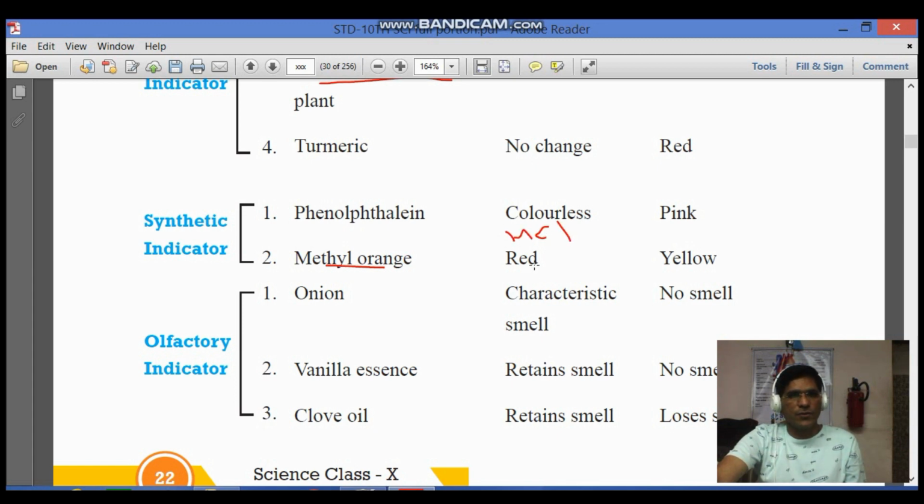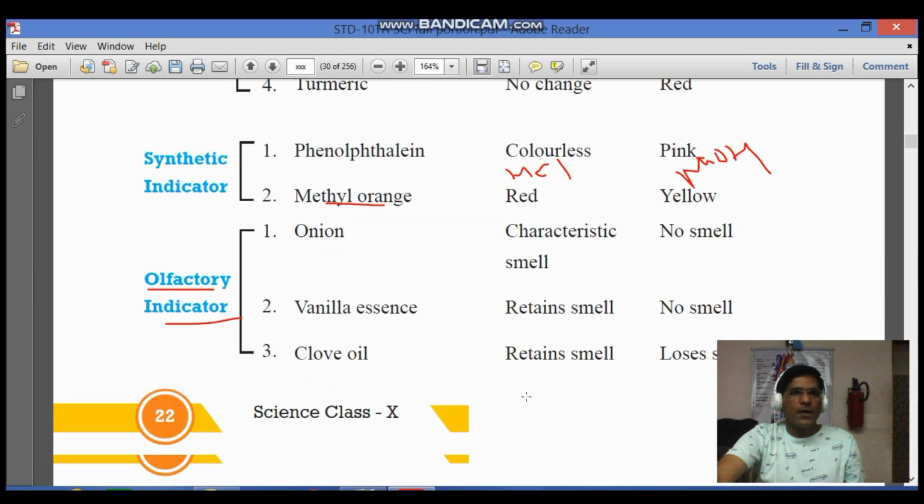If an acidic solution is there and I add methyl orange, we know that it is acidic. If it converts to yellow, then we say it is a base. Sodium hydroxide is one example. Olfactory, that is odor.